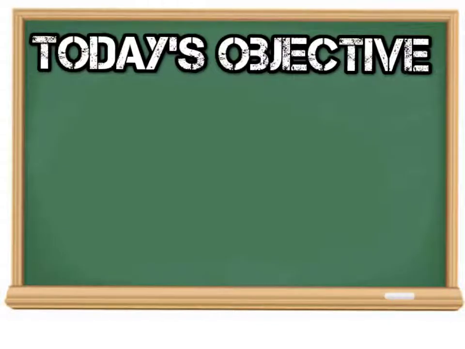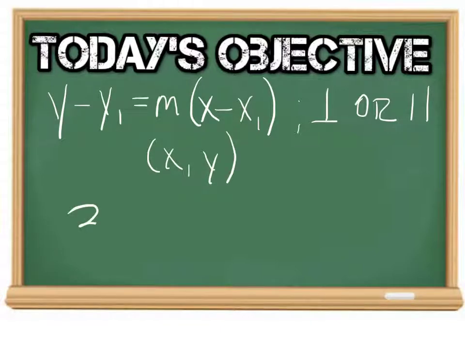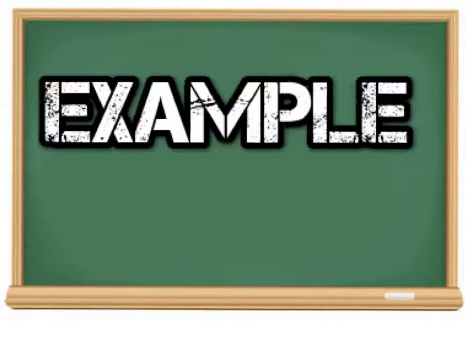The objective today is to find a line that is parallel or perpendicular to the point-slope form of the equation of a line and passing through a given point, x, y. There will be 3 different ways that you can do this, and you can choose which way you think is easiest. The answers may not all be the same, but I'll give you all 3 answers. You choose which way you're going to do it.